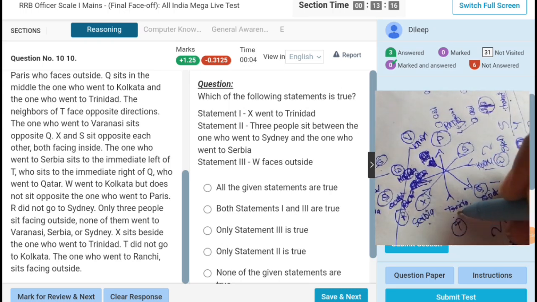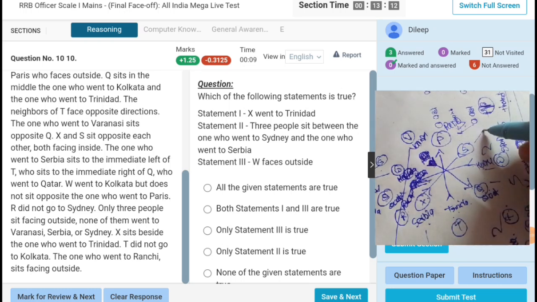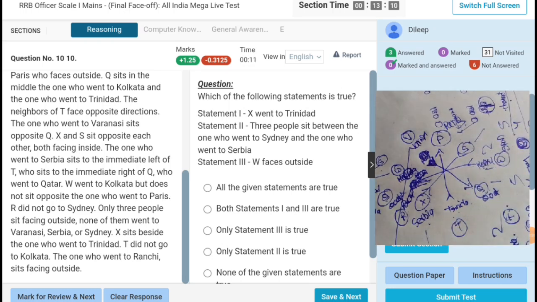Three people between the Sydney and Serbia. And W faces outside. Only 2 is true.